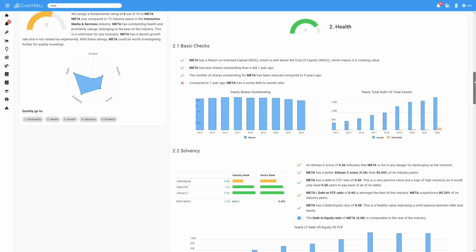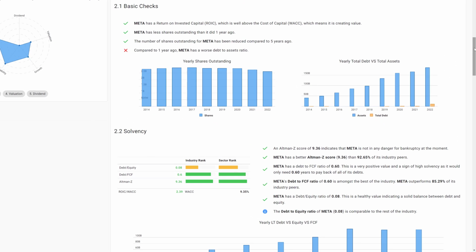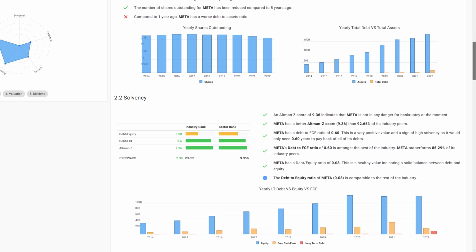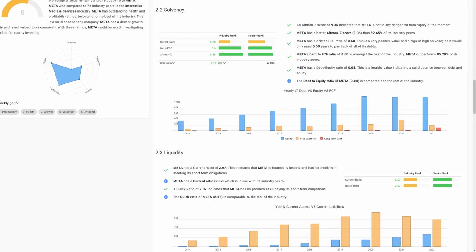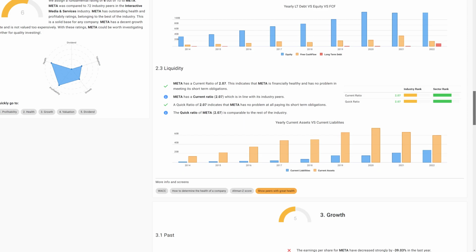The second section is health, which looks at the extent to which a company is financially healthy or not. Again, it starts with some basic checks. Among other things, the evolution of the number of outstanding shares is examined. Furthermore, the total debt over a year is compared with total assets. Next, the solvency is examined. This assesses a company's ability to meet its long-term financial obligations and continue its operations. To assess this, specific ratios such as the debt to equity and the debt to the free cash flow are used. Finally, liquidity is addressed.